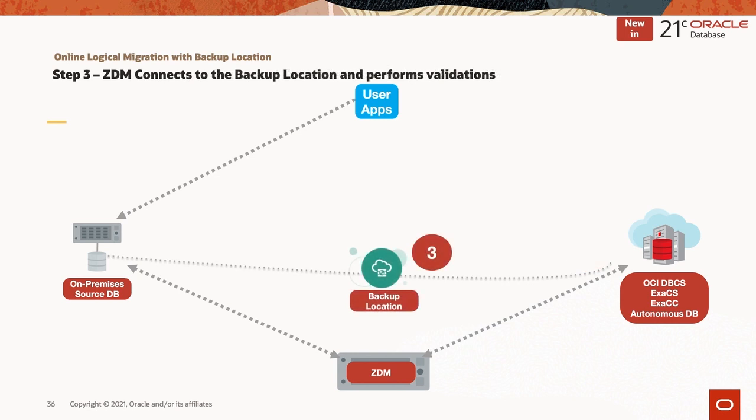The next step is ZDM validating connectivity to the backup location, connecting the source to the backup location and the target to the backup location, and being sure that everything works in that regard. Once all the validations for the backup location have been done, ZDM will proceed with the next phase of the migration.